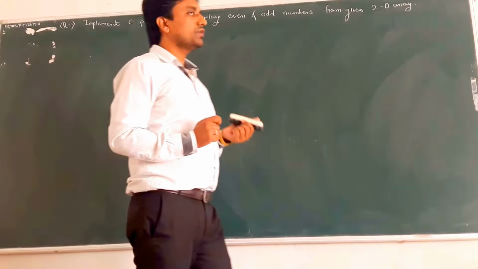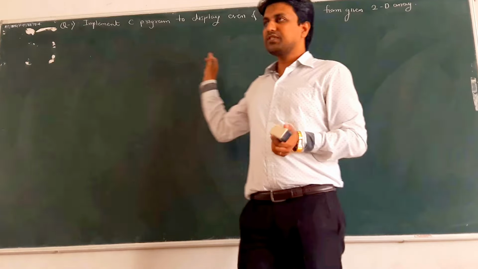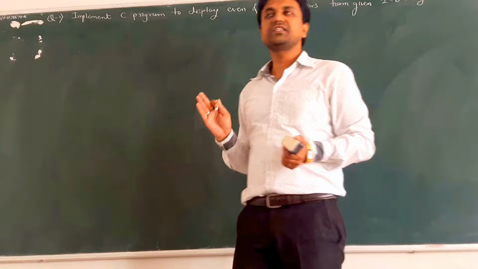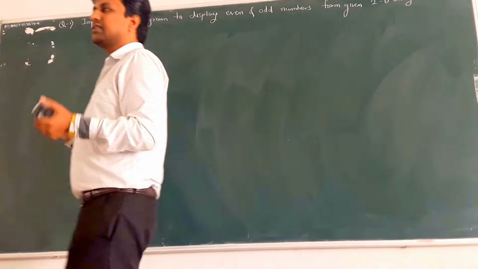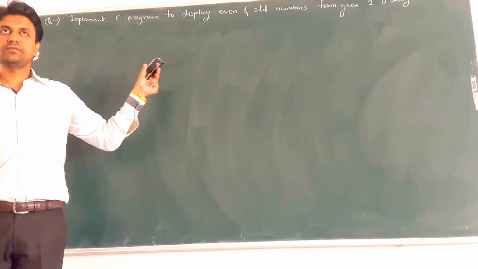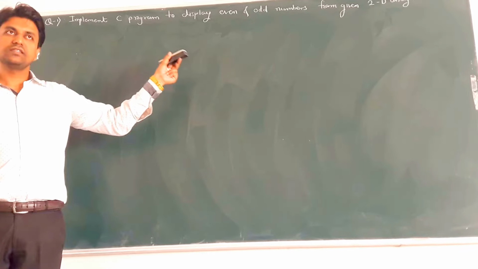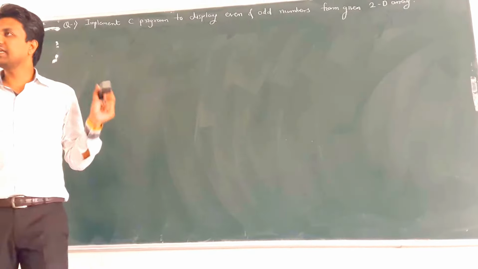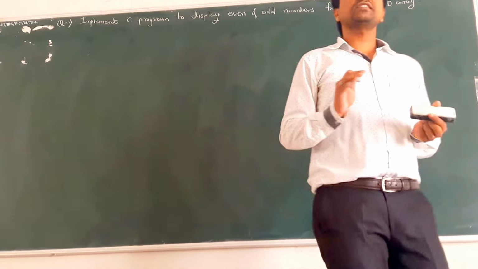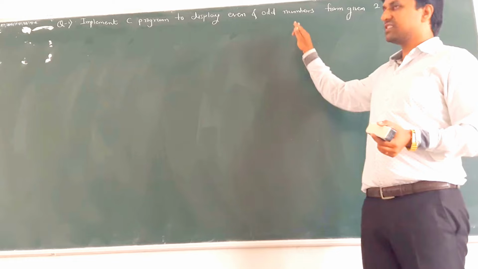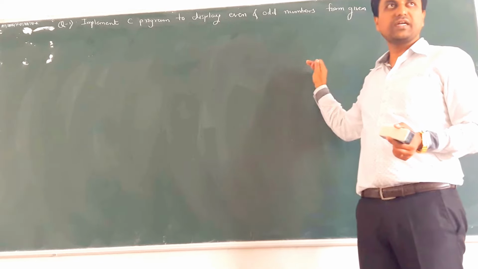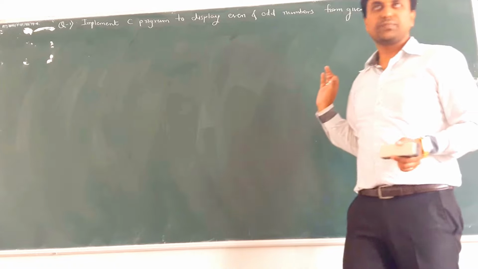Next, we have to declare a two-dimensional array of size 3 by 3, which means the total number of elements in that two-dimensional array is 9, because the size is 3 by 3, so 9 elements. Out of those 9 elements, we have to find which elements are even and which elements are odd. So display even numbers separately and odd numbers separately.